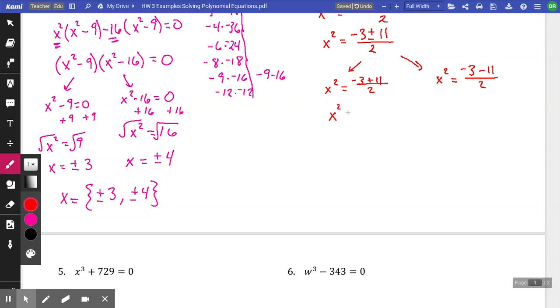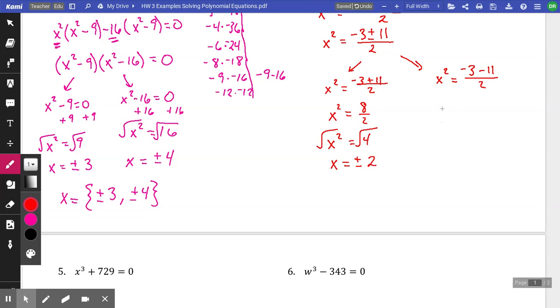We get x squared equals, in this case, that is going to be 8 over 2. So x squared equals 4. Square root here and here, x equals, our 2 solutions are plus or minus 2. The square root of 4 is 2.